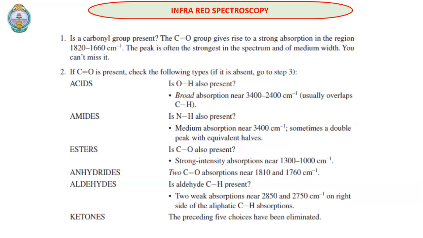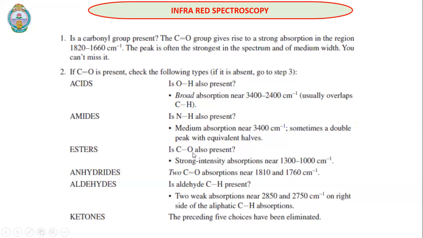How do we predict esters? We can predict the esters by looking at the CO stretching frequencies from 1000 to 1300 centimeter inverse. If you have CO stretching frequencies from 1000 to 1300 centimeters, yes, it is an ester peak. Generally, we may not predict 1000 to 1300 centimeter inverse, so we may not properly identify esters. Just wait for some time. We will also look for other functional groups.